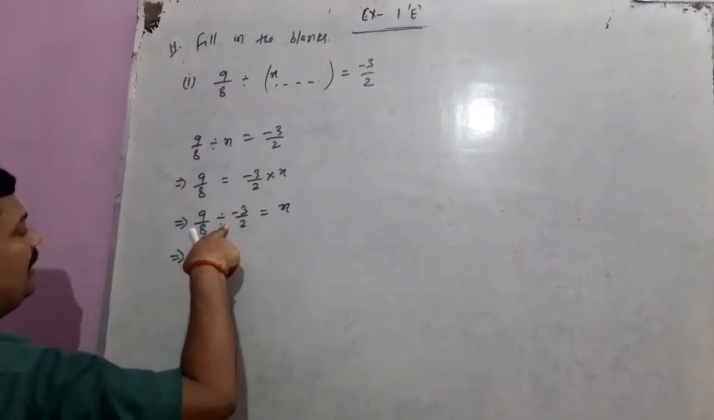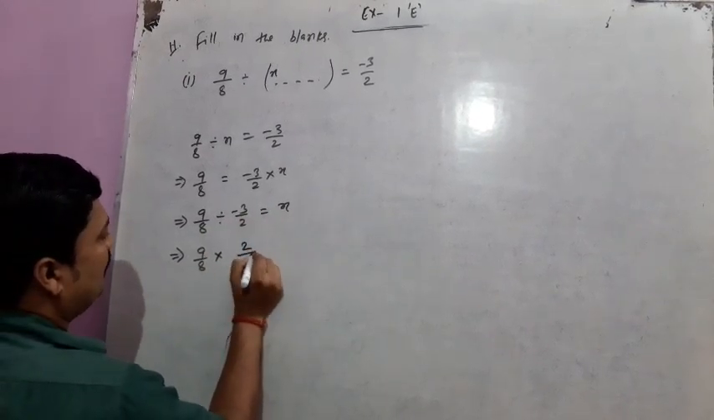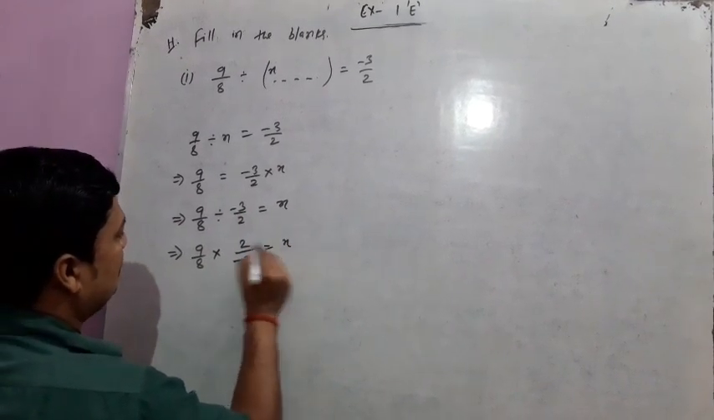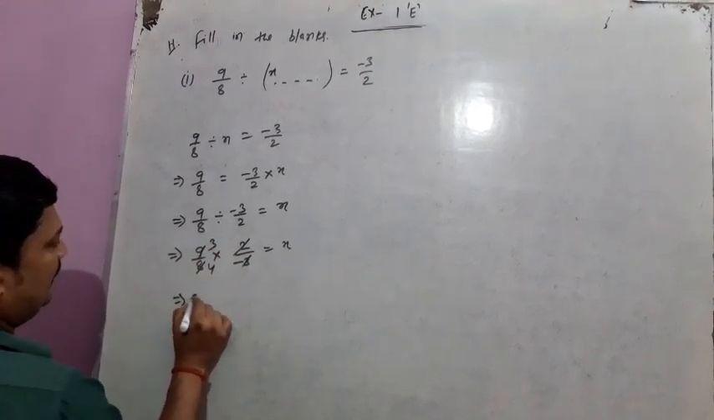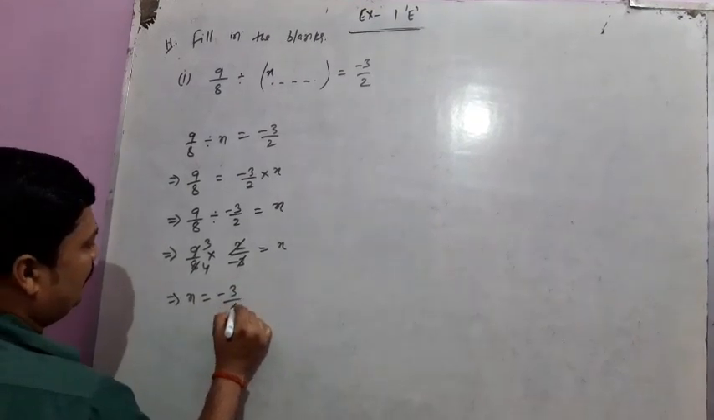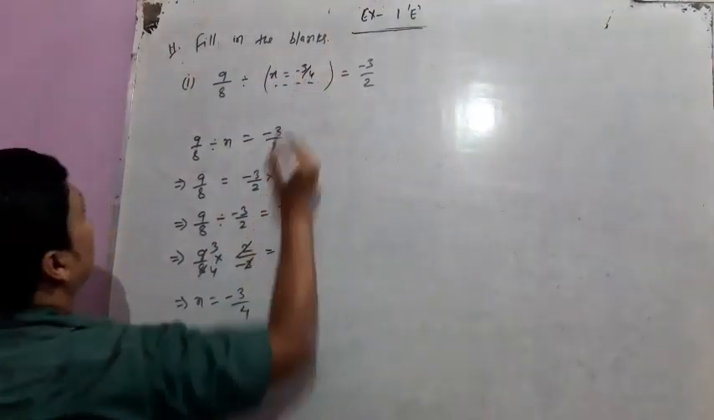Now when we turn this divide sign into multiply, the next term becomes its reciprocal: 2 by minus 3 is equal to x. 2 fours are 8, 3 threes are 9. Therefore x equals minus 3 by 4.